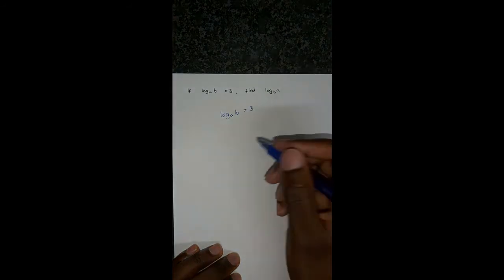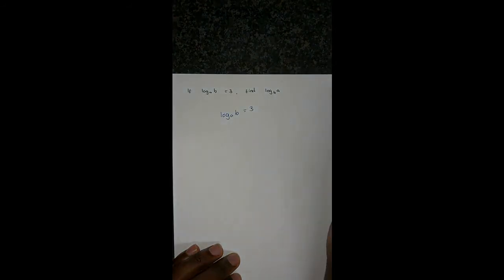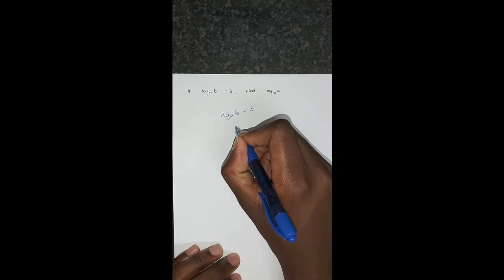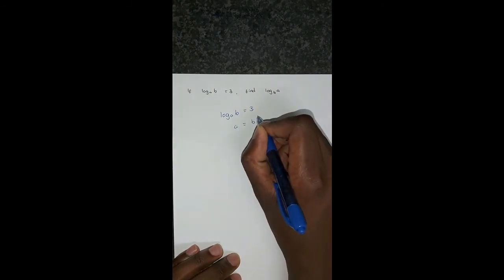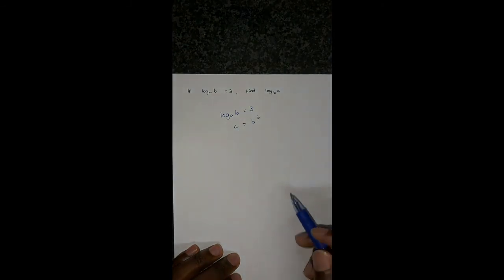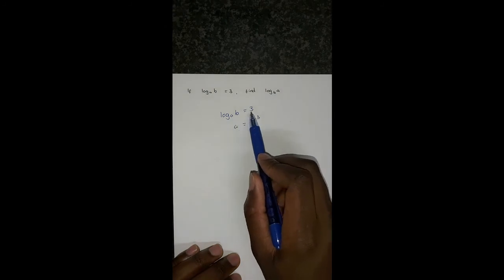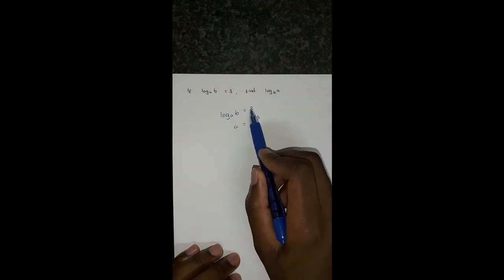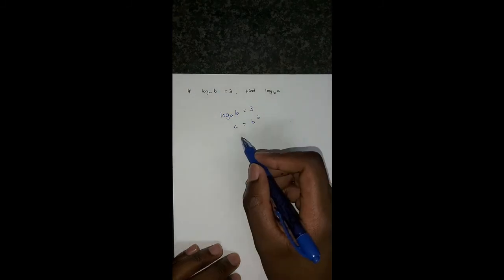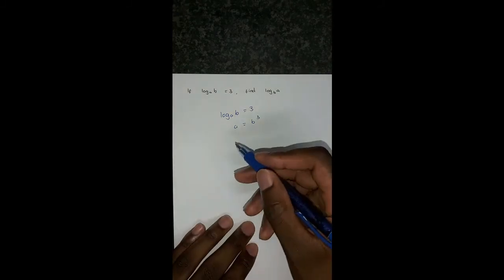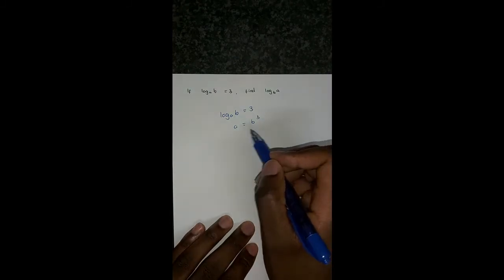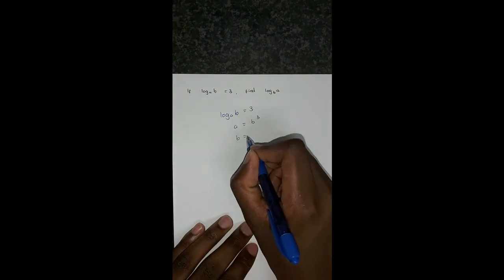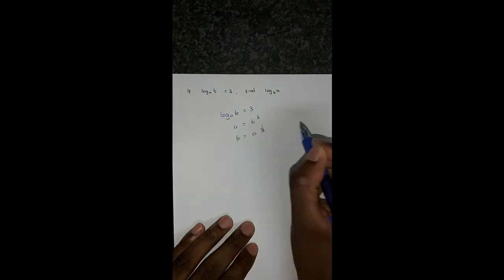Then using the combined laws of logarithms and exponents, we're going to have a being equal to b to the power of 3. So this one steps up, and then this one steps to the side, and then the 3 goes up. Okay, so if a is equal to b to the power of 3, what is b? So b is equal to a to the power of 1 over 3.